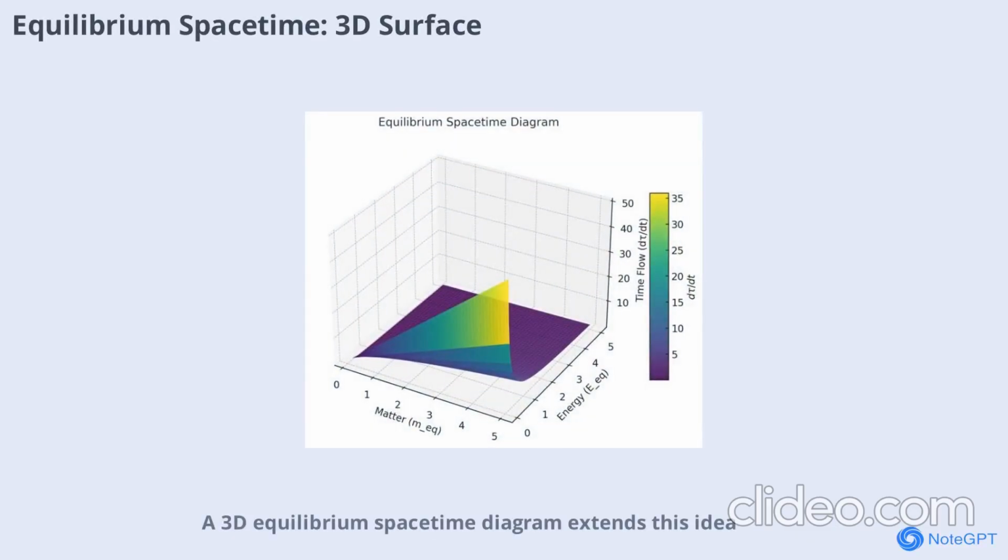A 3D equilibrium spacetime diagram extends this idea, showing how equilibrium time flow depends on both matter and energy. The surface illustrates that above the diagonal, where matter dominates, time accelerates, while below, where energy dominates, time slows. This visualization unifies the concepts of time, space, matter, and energy under the equilibrium framework.